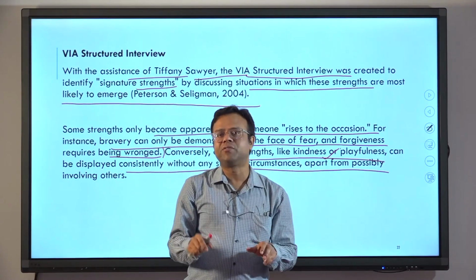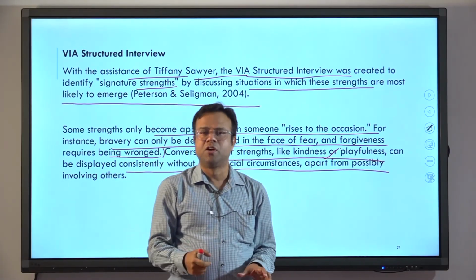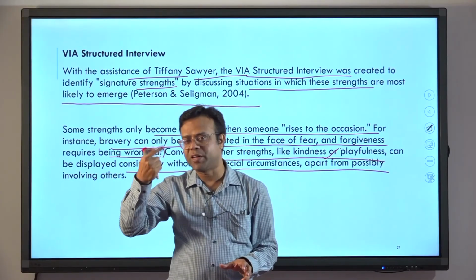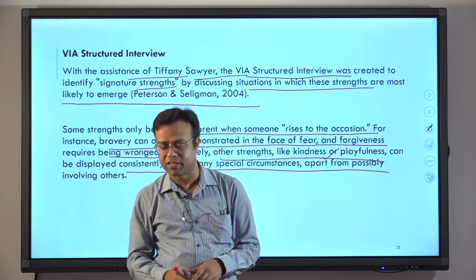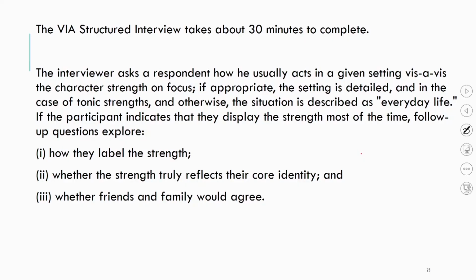So in this whole interview, they ask about different situations, let's say imaginary situations or certain situations the person faced, and based on that they find out that this person has these strengths. Now this VIA structured interview may take about 30 minutes to complete. The interviewer asks how the person usually acts in given circumstances vis-a-vis the character strengths. If appropriate, the setting is detailed, and otherwise the situation is described as everyday life.